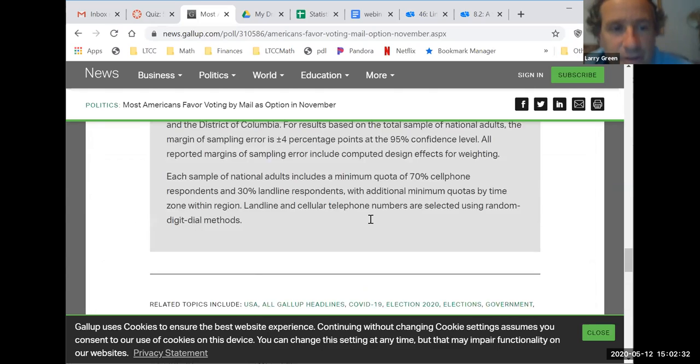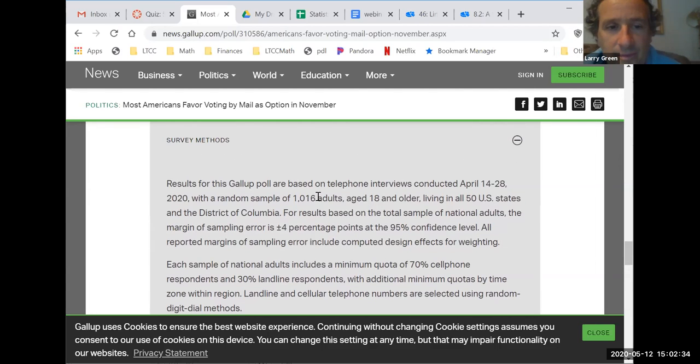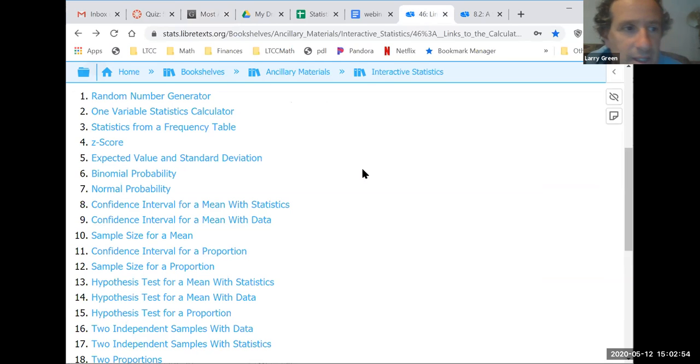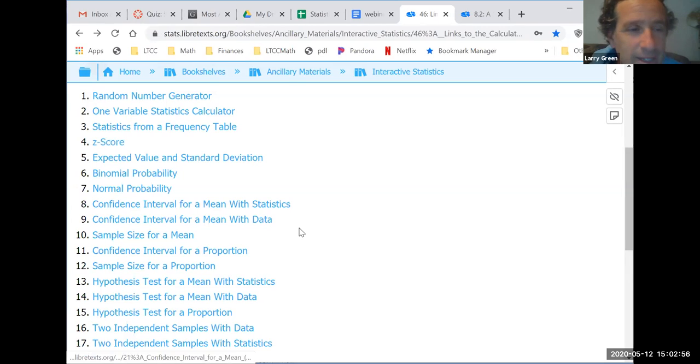Let me scroll towards the bottom. What letter was 1016? Yeah, that was N. Any questions on that? Okay, now I'm worried, hopefully this will work.